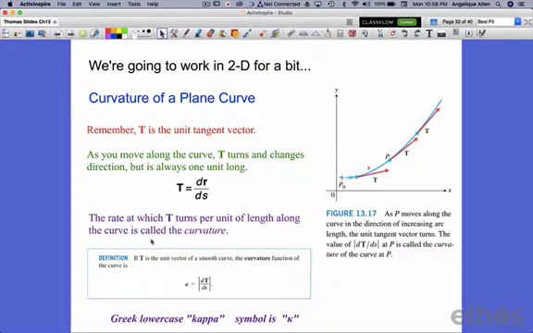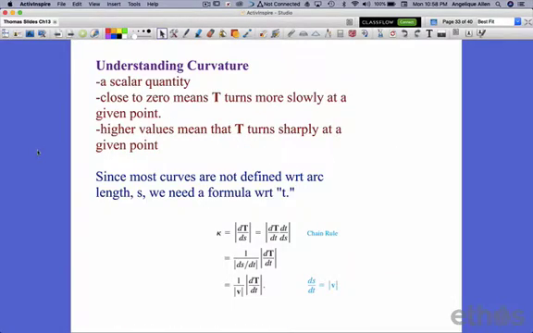Okay, so we're going to need to change this. I like the way they describe this over here, but we're going to need to change it because for curvature, we don't often work in terms of arc length. So understand that curvature is a scalar number, not a vector. When it's close to 0, we've got fewer sharp turns on our curve, so it turns more slowly at a given point. So a smooth, wide open curve. A higher value of curvature means that T turns very sharply and maybe makes the curve look more jagged.